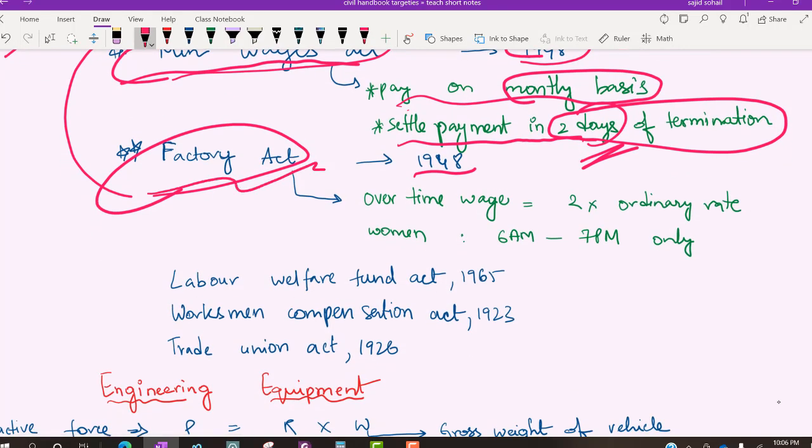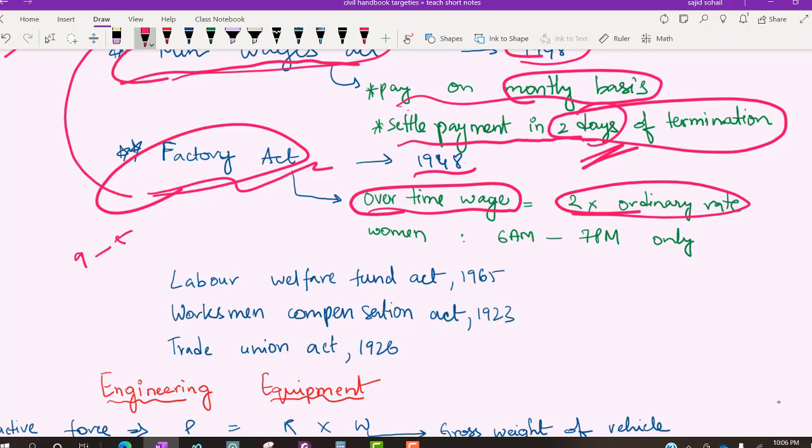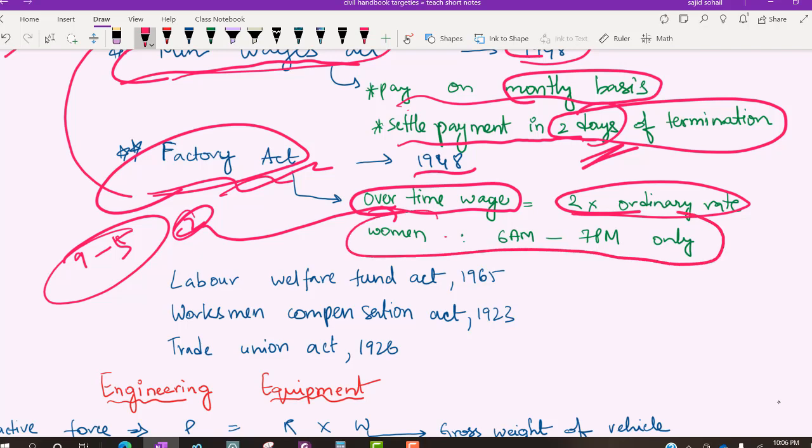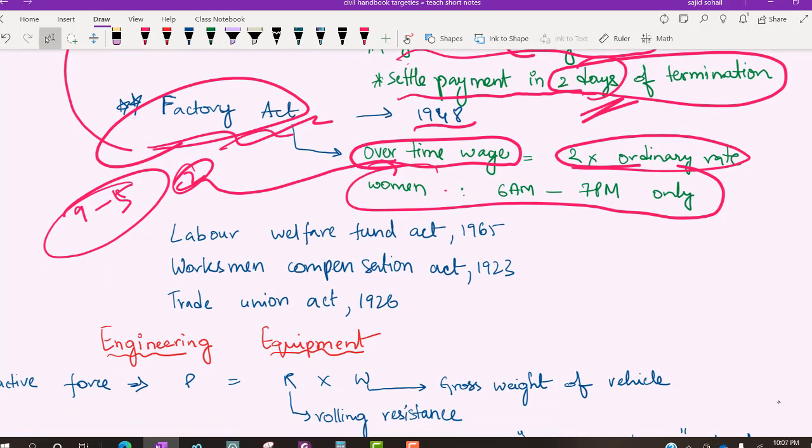Next is Factories Act. Factories Act क्या कहा है? If you are working overtime, then you have to pay more wage. कितना? Almost double आपको pay करना है. If someone is working 9 to 5, but you have to work, let us say, 2 hours extra, for these 2 hours you have to be charging overtime wage. It is given in Factories Act. And women, they can work only from 6 a.m. to 7 p.m. The owner has no right to ask women to stay after 7 p.m. at night. I hope it is very clear, right?